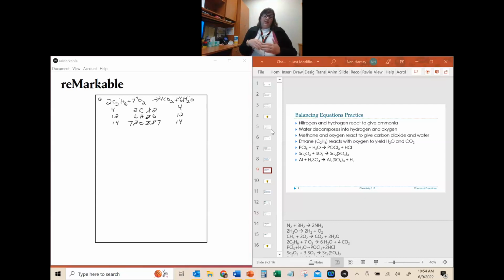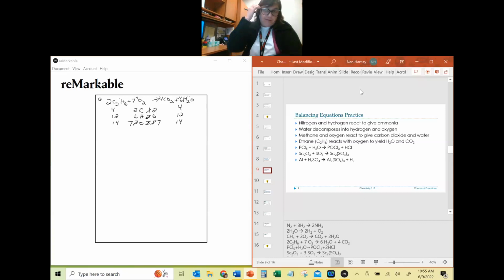Now, 7 halves is fine, i.e. C2H6 plus 7 halves O2 goes to 2 CO2 plus 3 H2O. Either one of those at this point will work for you. There's no particular reason that you need to do one over the other. Right? Later, that will matter, but it's entirely up to you which you're more comfortable with. I really don't care. So in grading, it's not going to matter to me. Now let's talk about PCl5.